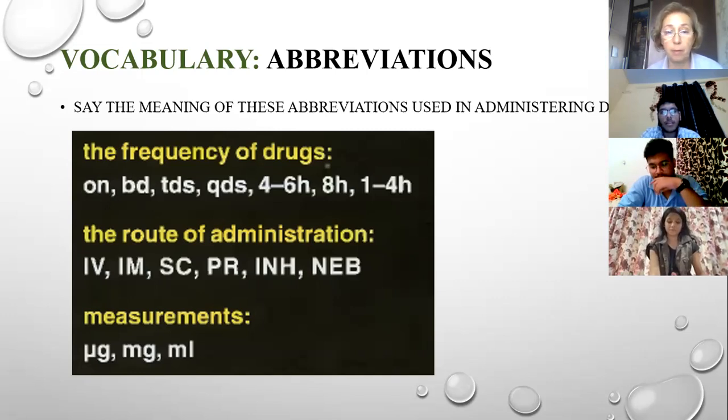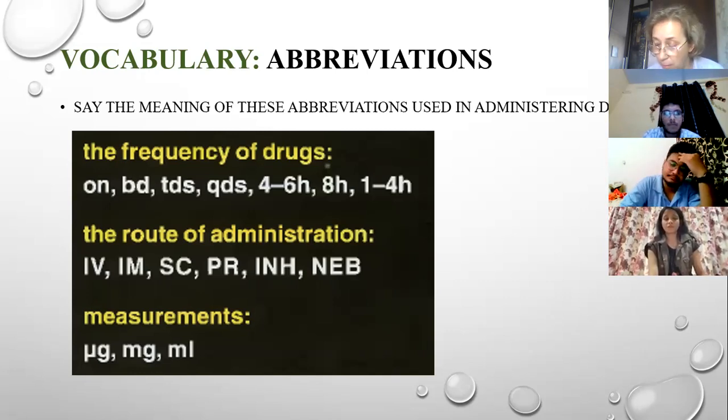Then INH and NEB. Yes. So who can help us with the INH? Inhalation, and inhalation by nebulizer. NEB is by nebulizer. And IV, will you repeat what? Intravascular. Intravenous, yes? IV. Intravenous. Yes, ma'am, intravenous. Okay. Intravenous.